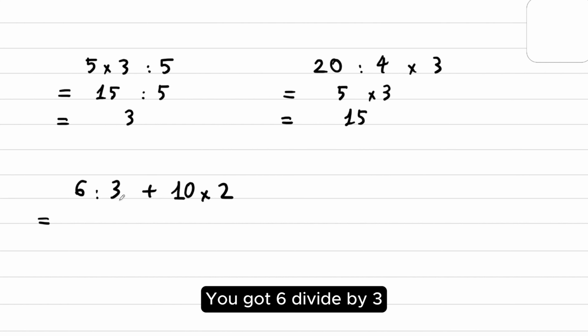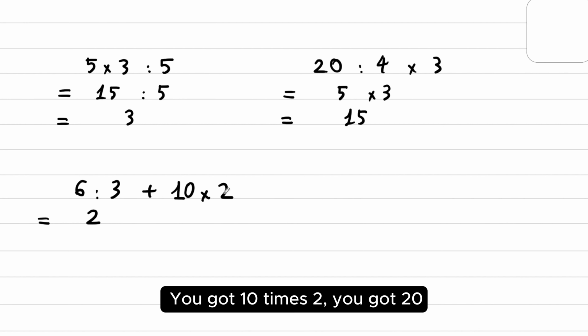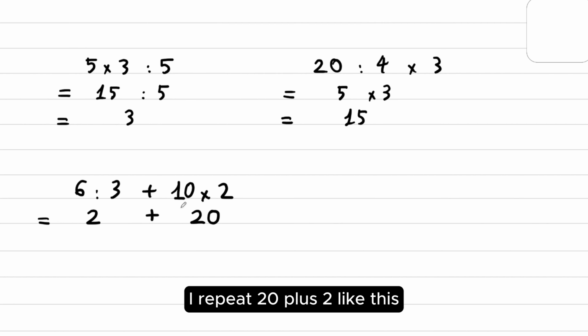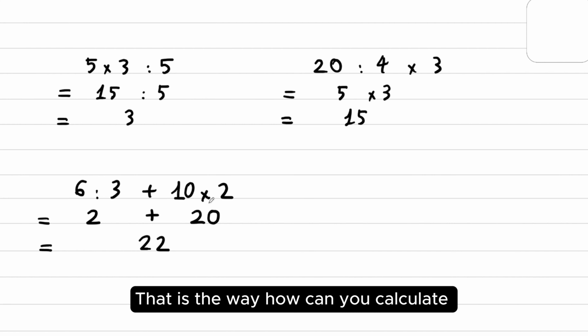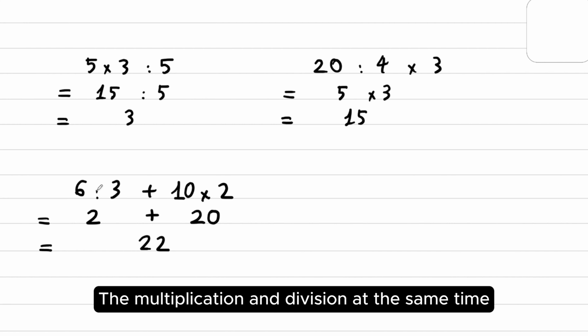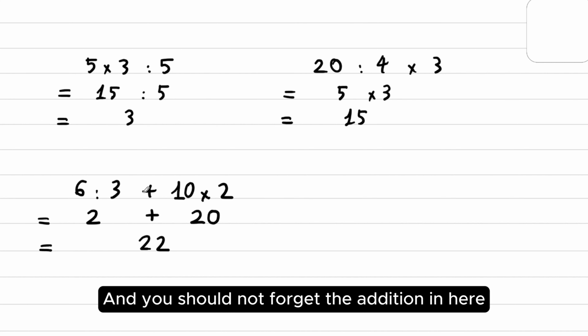You get 6 divided by 3, you get 2. And about multiplication, 10 times 2, you get 20. So after that, I repeat 20 plus 2 like this. From this one, the calculation is very easy. 2 plus 20, you get 22. Yeah, that is how you calculate multiplication and division at the same time. And you should not forget the addition in here.